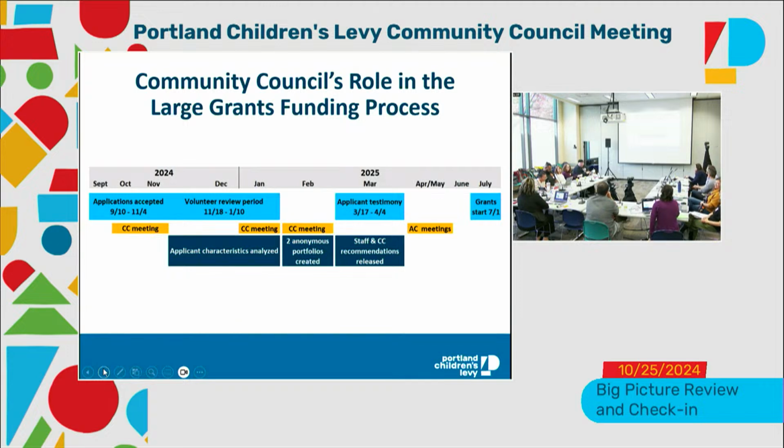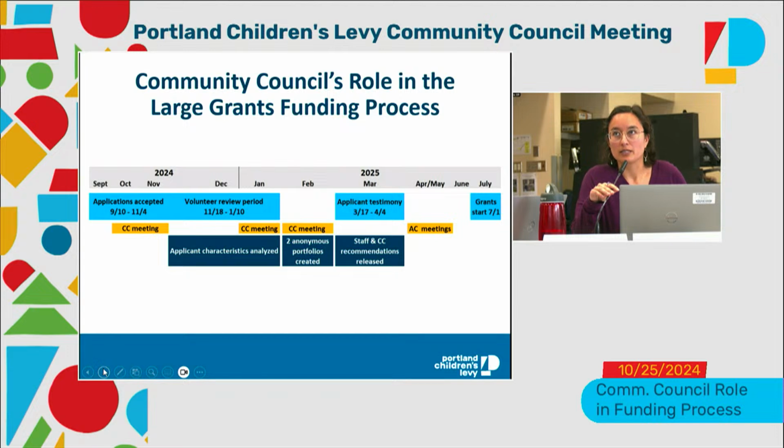Okay, so I'm going to go ahead and go over what the council's role is going to be in the large grants funding process. The funding process is currently underway, and during this process, the community council is going to be playing an advisory role. At 2 points in this process, you're going to be advising staff and the allocation committee on 2 core questions. What characteristics should staff use to craft 2 anonymous portfolios of applicants? And of the 2 anonymous portfolios created, which one do you recommend to the allocation committee for funding? I'm going to explain this in more detail.